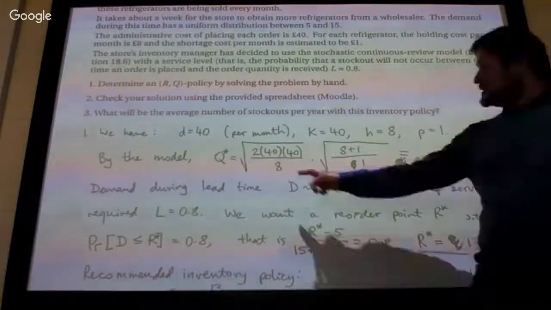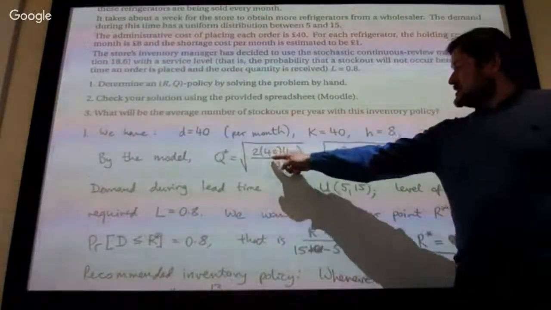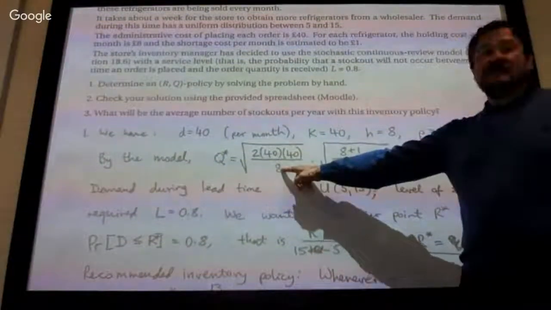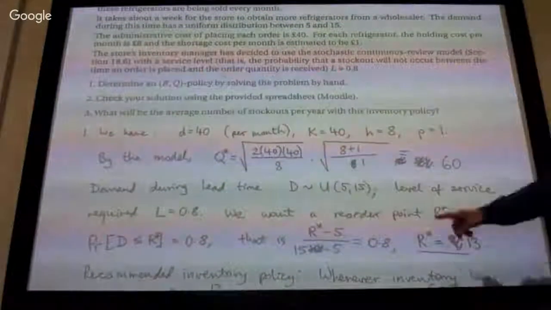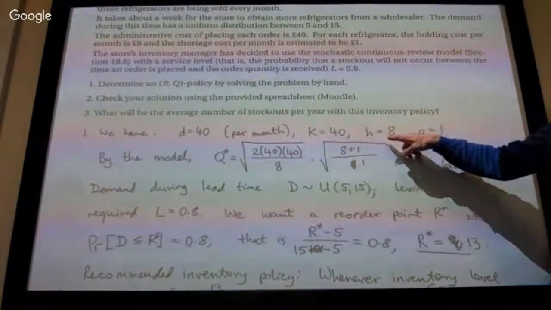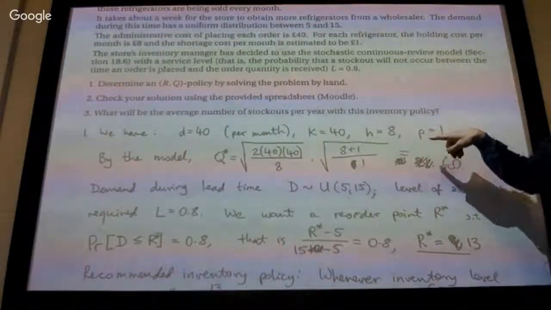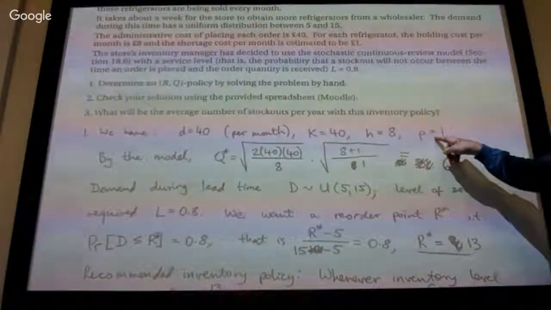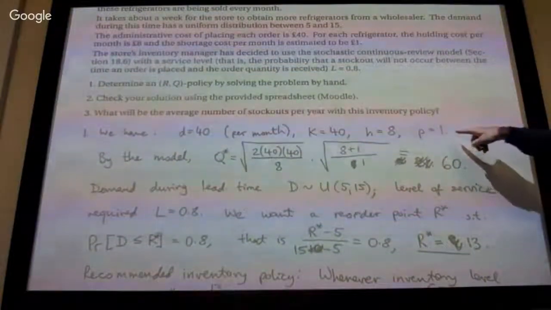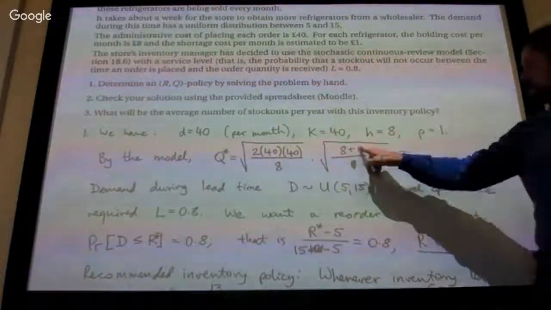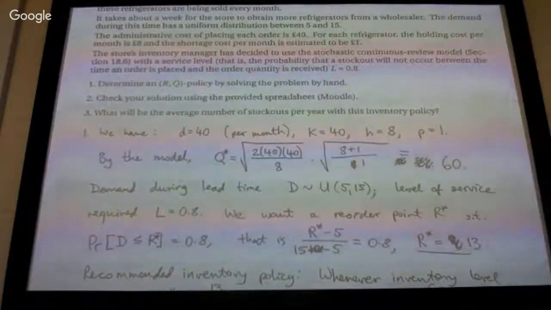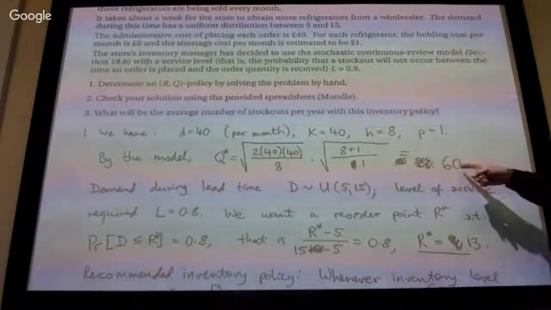So this one is 2 times demand times cost of one order, divided by the stock holding cost, which is the basic EOQ. And for planned shortages, you have to multiply this by (P plus H) divided by P, where P is the cost of shortages. That's how you get the Q star. And here I got 60.